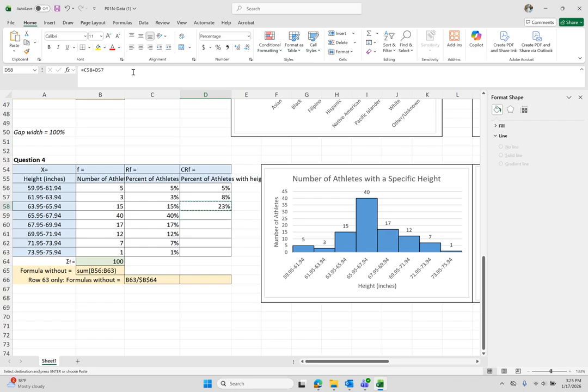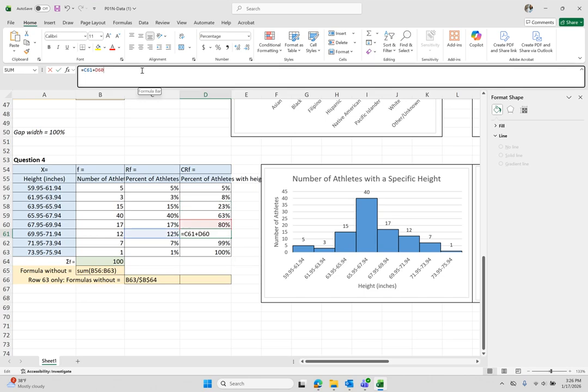Therefore, I can just copy this formula and Excel will actually do it automatically for me. I don't need to use the dollar sign because I don't want anything to stay constant. So when I am in the sixth row here, where it says 92%, the way I found this was I added the current percent of athletes, which was 12%, to the already calculated cumulative relative frequency of 80% that was right above me.